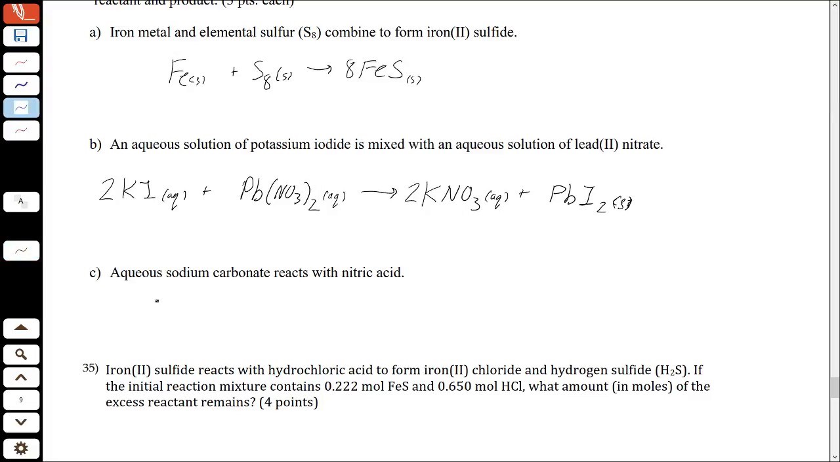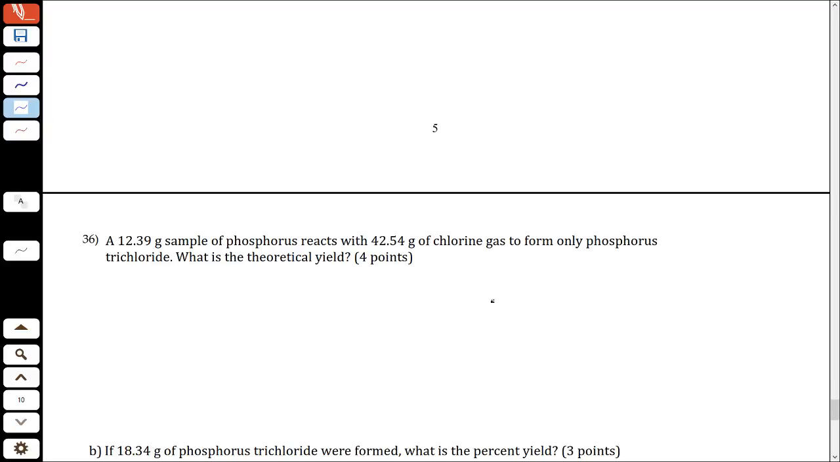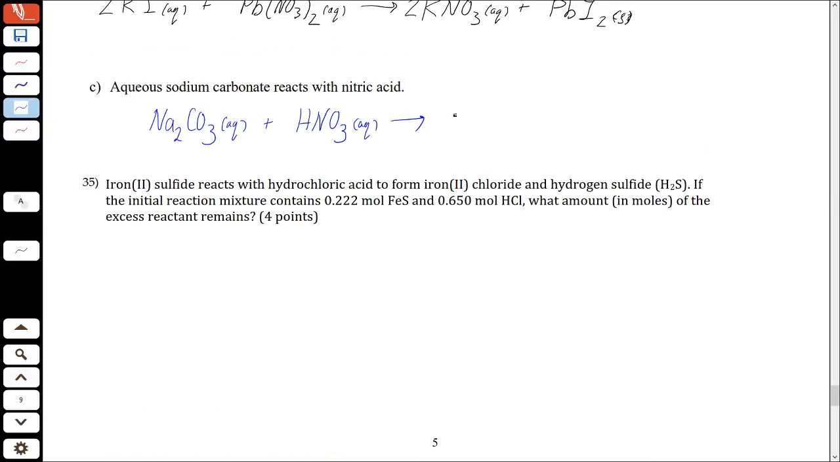And then sodium carbonate reacts with nitric acid. So you've got a carbonate reacting with an acid. That's going to be a gas evolution reaction. So that one's best described as a gas evolution reaction.